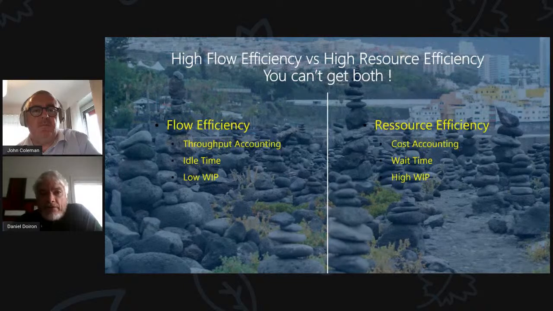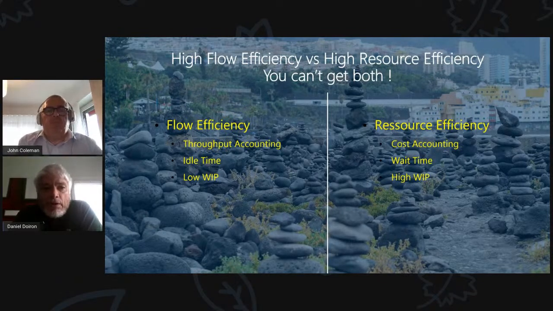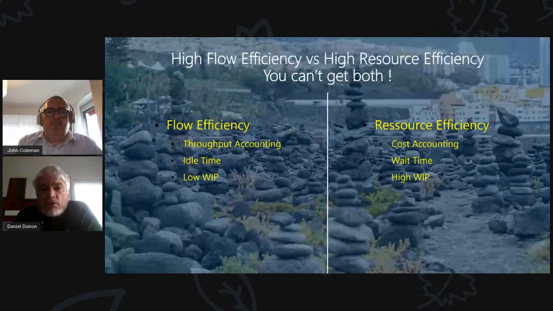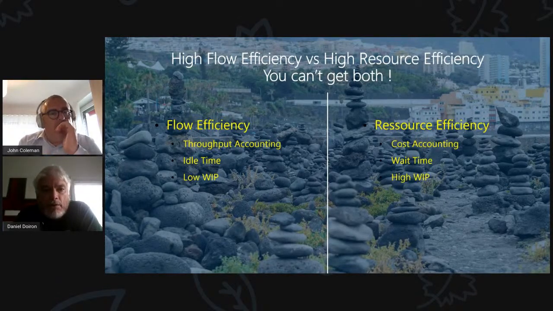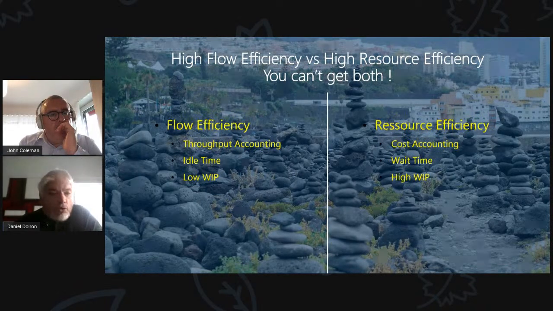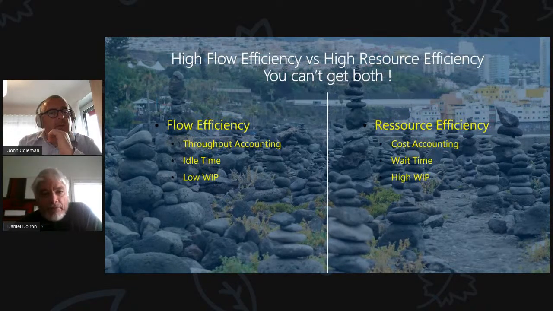Flow efficiency and resource efficiency are at opposite ends of the spectrum. Flow efficiency is akin to throughput accounting, idle time, and low WIP. And resource efficiency is linked to cost accounting, wait time, and high WIP. We're going to get into more detail as to what exactly we mean by this. It's an early introduction, but you will see that cost accounting and throughput accounting create our mindsets, and that with throughput accounting, you think differently in terms of flow efficiency.